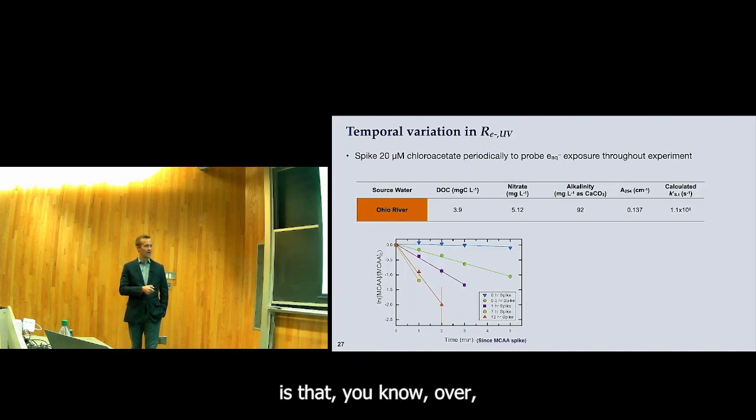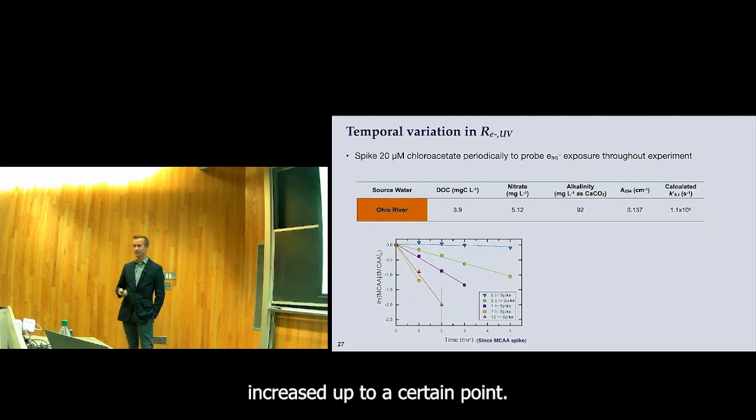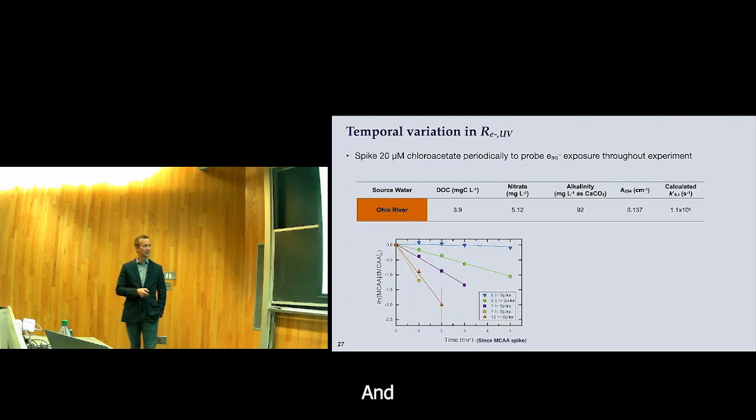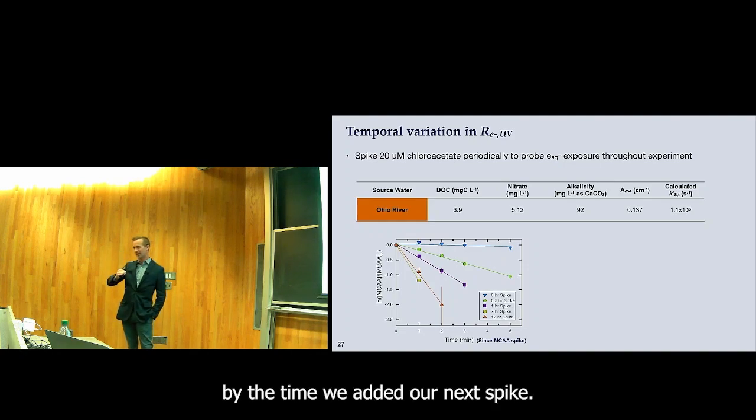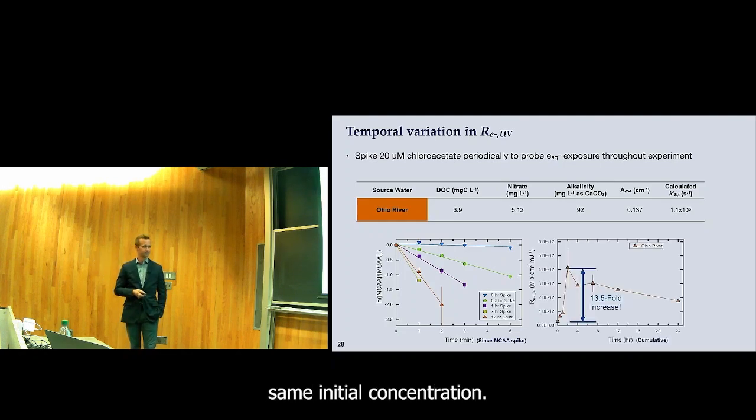And so what he figured out is that, over half an hour to an hour to 7 hours, the degradation rate of our probe increased up to a certain point. And the probe was gone by the time we added our next spike, right? So it's not as if MCA was just accumulating in the system. We spiked it in, it degraded. We spiked it in later, and it started off at the same initial concentration.